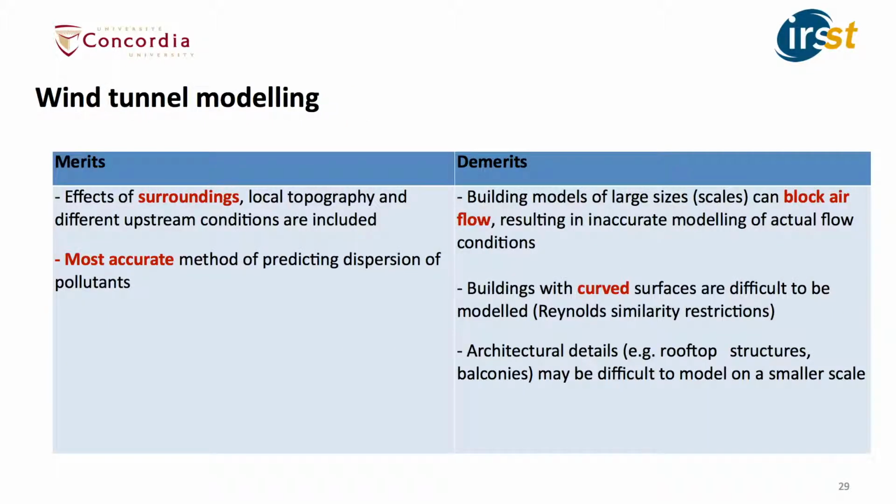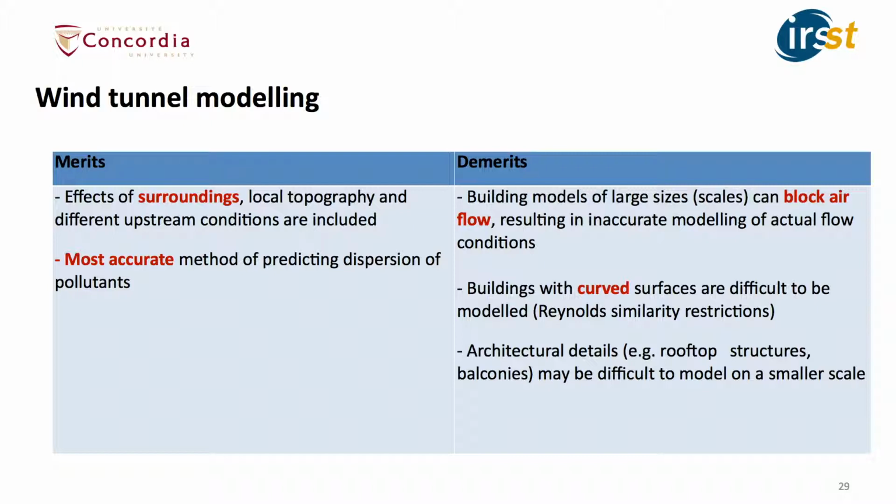Now, the advantages of wind tunnel modeling, well, we take into account the effects of surroundings, so we can really simulate a real case. We look at the local topography, we look at different upstream conditions, we can have different winds, different turbulences, and so on. It is the most accurate method of predicting dispersion of pollutants today. It's not the least expensive, of course. Now, what are the disadvantages?